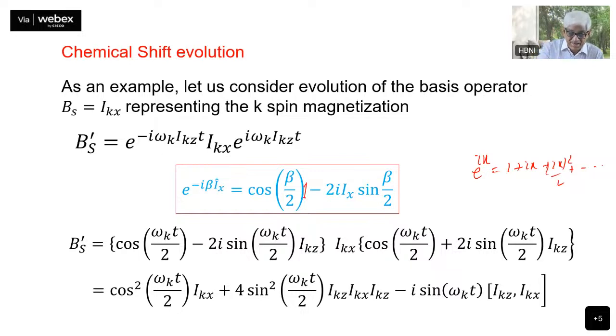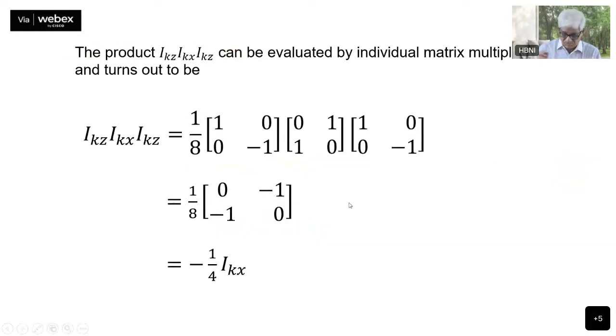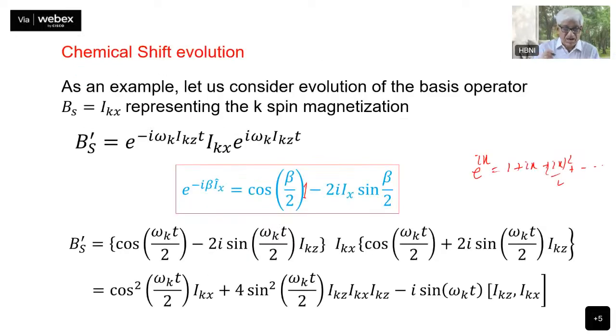Okay, e to the beta Ix is, in this case, the general form. When you have this operator, whatever is the beta here comes as cosine beta by 2 and sine beta by 2, and the operator part remains here. And what is the operator part here? Ikz. Okay, Ikz is the operator part here, and omega k t is like the beta. Omega k t is equal to beta, right?